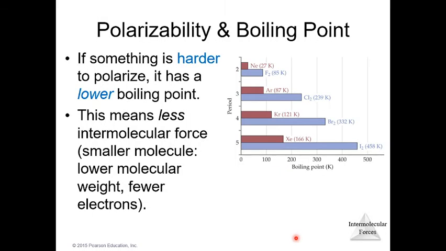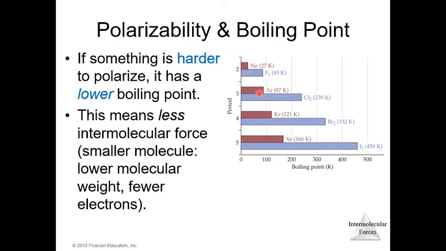So here's a way that we can correlate number of electrons to dispersion forces to boiling point. If something is smaller with fewer electrons, if it's harder to polarize, it's got a lower boiling point. So you can see I've got increasing boiling point on the x, and here I've got period 2, period 3, period 4, period 5 on the periodic table. If I've got smaller molecules up here, fewer electrons, lower dispersion forces, which means lower boiling point. Boiling point is going up as I go down the periodic table.